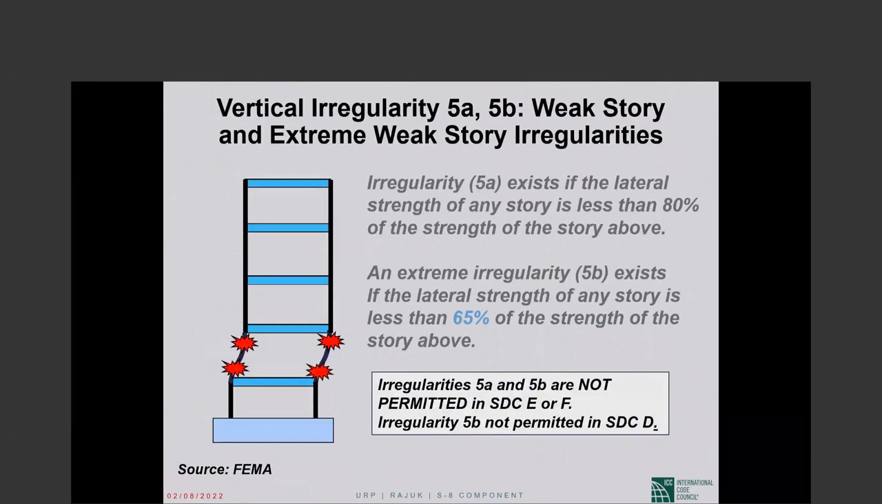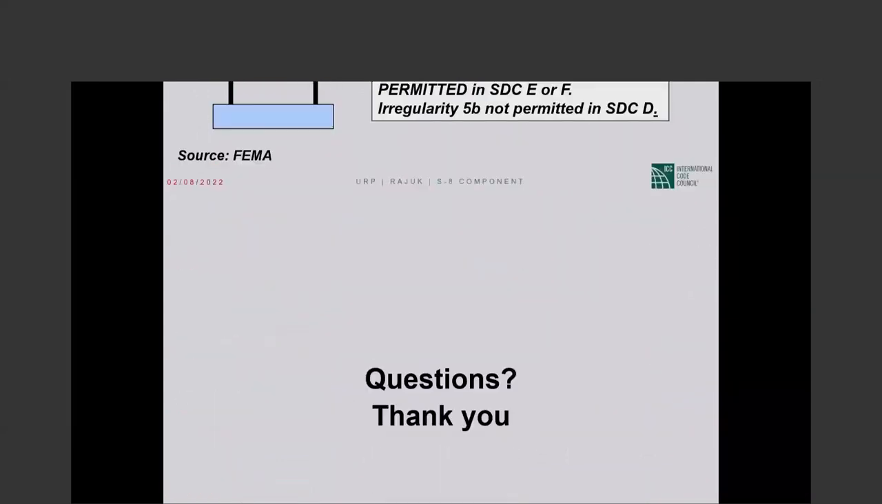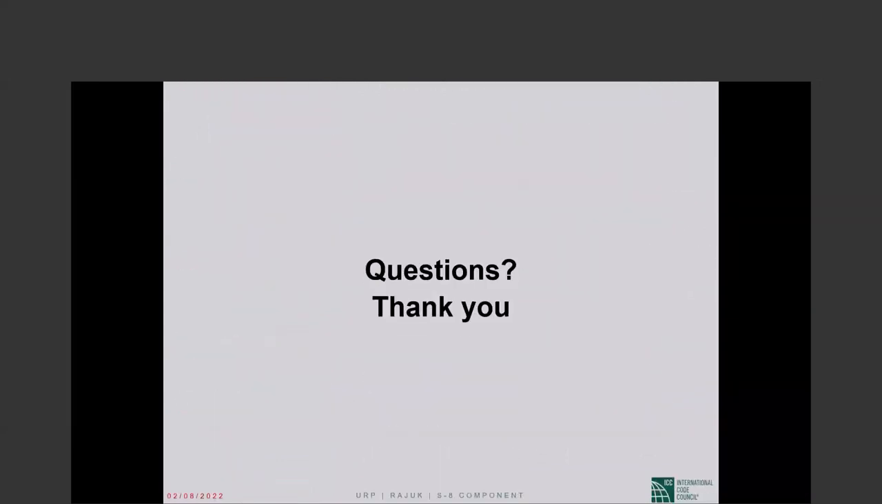This is FEMA's rendition of the 5A and 5B irregularities. And that brings me to the end, so it is not too bad. I concluded when this was supposed to conclude today, more or less. So now I'm open to questions. There is almost a half hour left. It's not bad. Okay, so we'll do it the same way, Bodhi. You tell me.